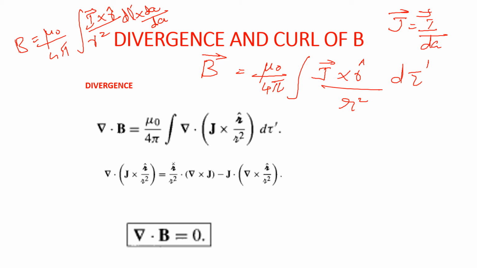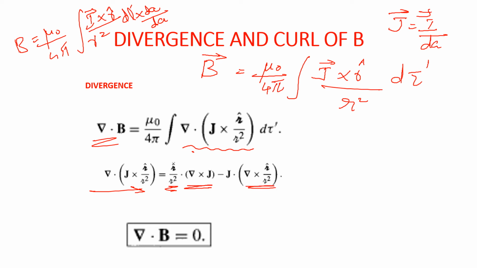Now apply divergence to this. So del dot B, we are applying divergence to the expression for magnetic field. That is mu 0 divided by 4 pi integral del dot J cross R by R square d tau dash. Now using the product rule for the term inside the integral, del dot the cross product of two vectors J and R cap is equal to the second term dot del cross the first term minus first term dot del cross the second term. That is what we applied here.